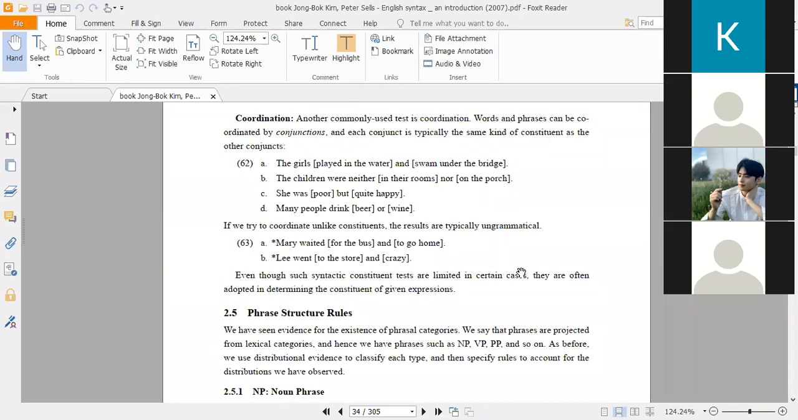So coordination is another kind of test which helps us to understand whether a word or some phrases are constituents or not. Here in coordination, poor but quite happy, "but" is joining the two adjectives. Drink beer or wine, "or" is joining the two nouns, beer or wine. The girls played in the water and swam, "and" is joining the two verb phrases, swam under the bridge, played in the water.